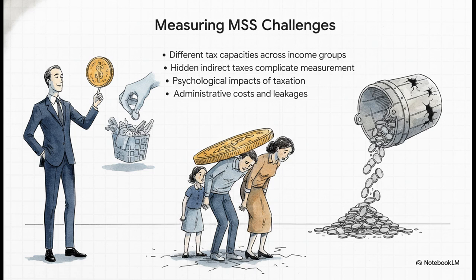A 500 rupee tax might be basically negligible for a wealthy business owner, but it can absolutely devastate a low-income family. You can't just uniformly measure that sacrifice across the board. Throw in hidden indirect taxes like GST, where the burden isn't even directly visible, and then administrative leakages like corruption, which totally distorts the actual sacrifice statistics, and Dalton's perfect math really starts to fracture.